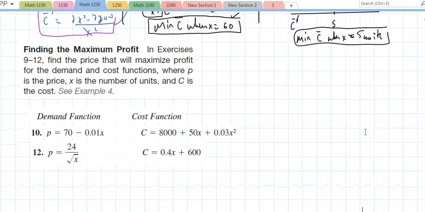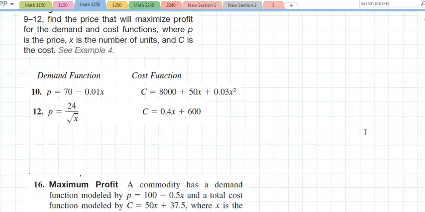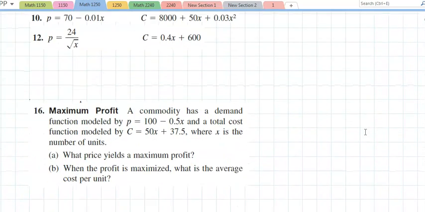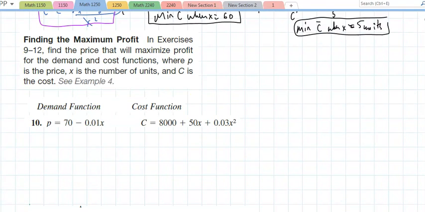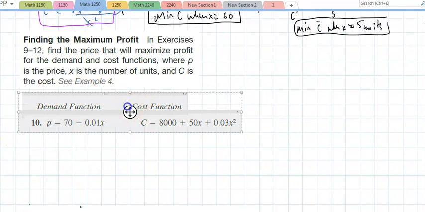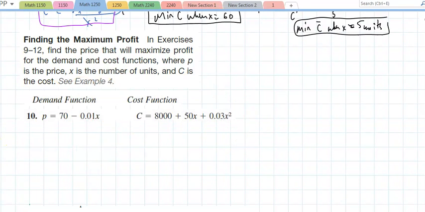And the next set of problems, I have 2 of them. Actually, I want to do one of those, 10 or 12, and number 16. All right. Let's do 10. The next is 9 to 12. Find the price that will maximize profit. This is the demand function. This is the cost function.